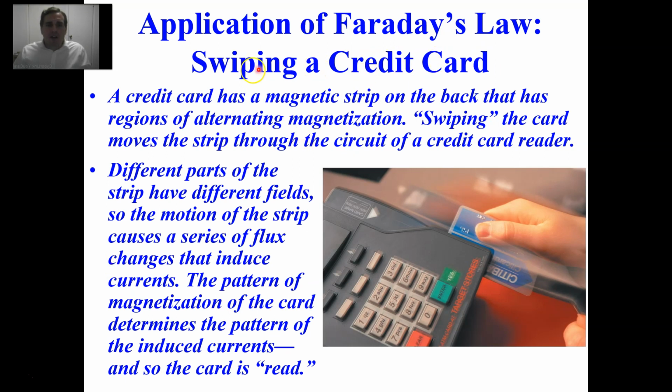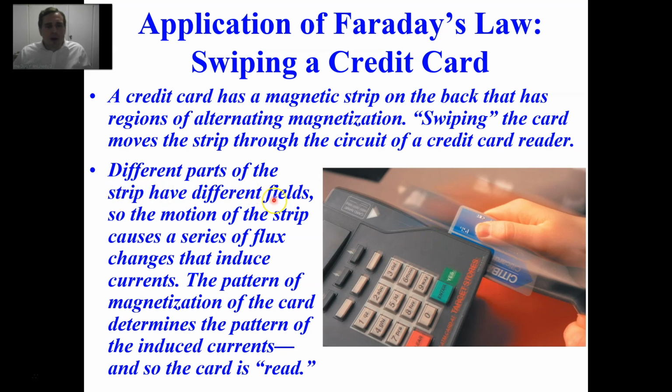Here's a nice application of Faraday's law: swiping a credit card with its magnetic strip. A credit card has a magnetic strip on the back that has regions of alternating magnetization. And by the way, the magnetization of your particular stripe indicates your identity. When you swipe the card, you move the strip through the circuit of the card reader. So when you swipe it, you're producing electromagnetic induction. By the way, did you ever swipe your card too slow? It doesn't work, right? Turns out that you're not getting enough voltage, you're not getting enough signal.